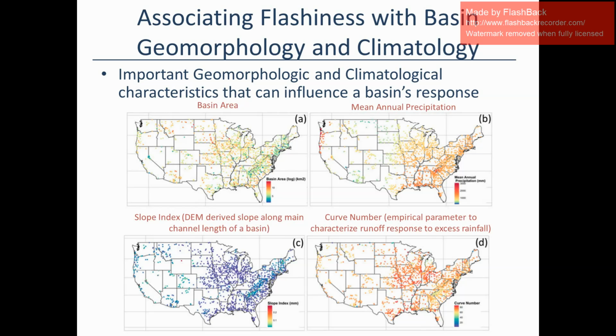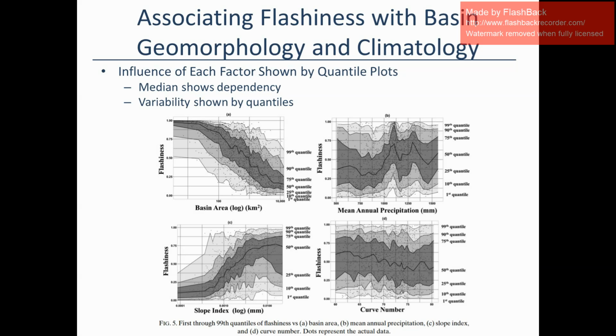The study then associates flashiness with basin geomorphology and climatology. In the DEM, it analyzed the basin area. You have other colors, you have larger basin areas. It analyzed also the mean annual precipitation, slope index, finally the curve number. It then statistically analyzed the influence of each factor and showed this by quantile plots.